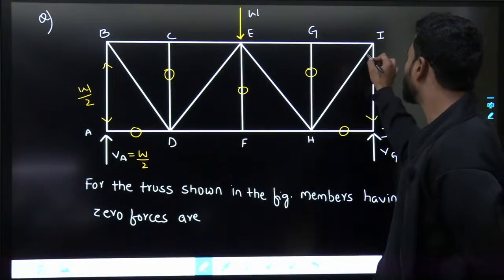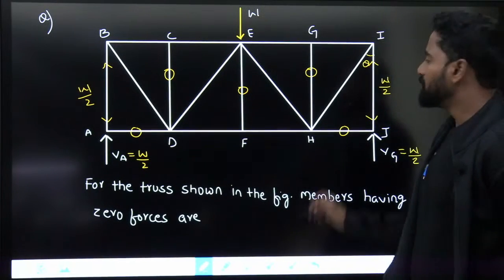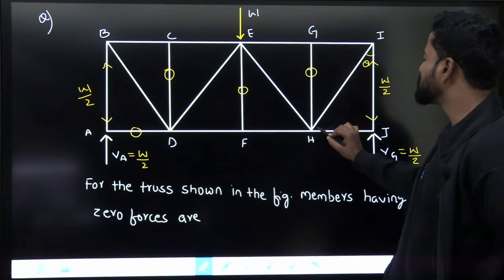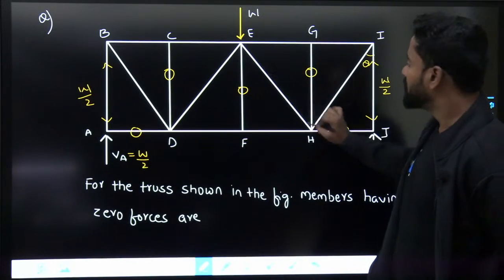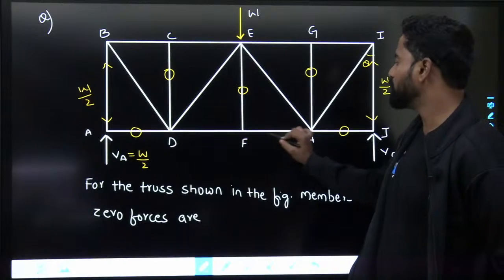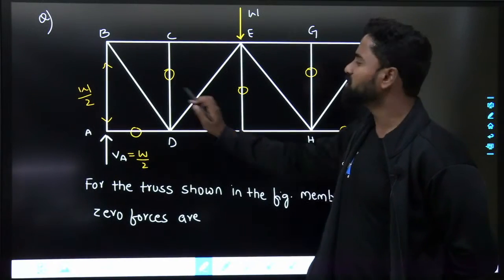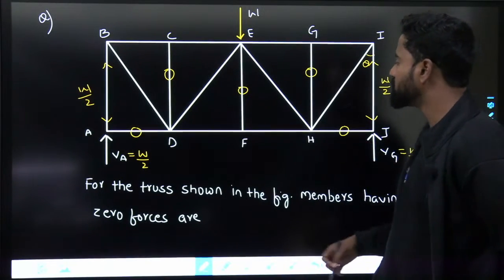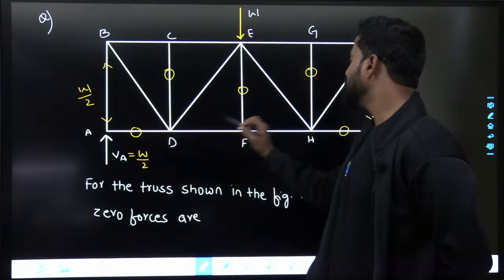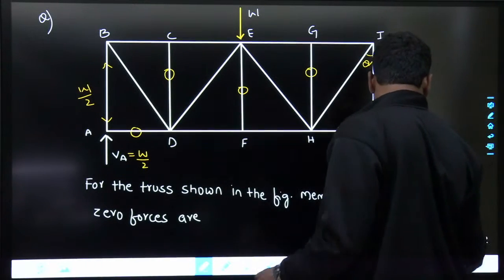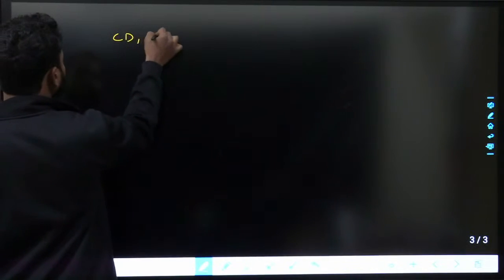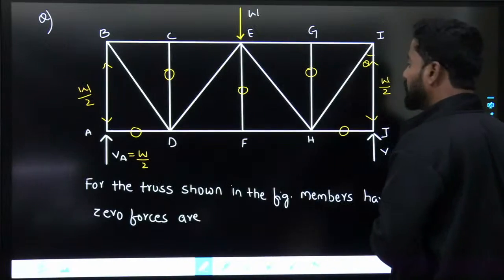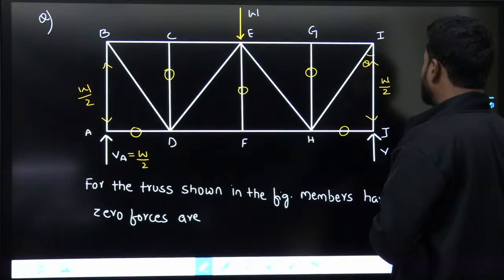And lengths are not given. There will be some theta, right? Based on this theta, there will be force in this member. Since there are forces in these two members, there will be force in this member. So there will be forces in all the other members. The members which are having 0 forces are CD, AD. I'll write it separately. Members having 0 forces are CD, AD, EF, GH, HJ.